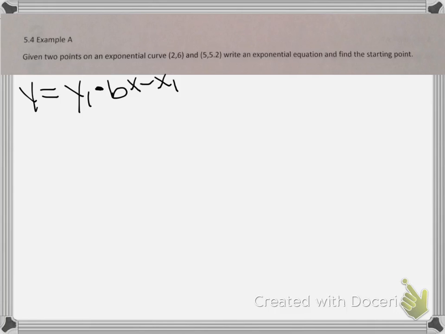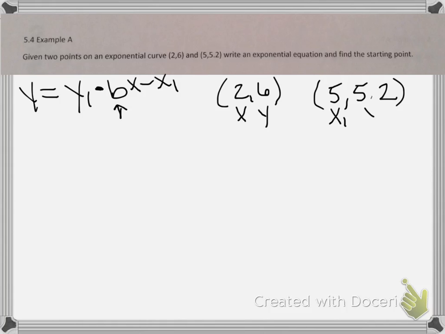And so we don't know our b, which is our ratio. That's one of the things we have to find out to write our equation. But we do have all these x's and y's because our point (2, 6) is our x and our y, and our point (5, 5.2) is our x1 and our y1. So I'm just going to plug everything in here. So I have 6 equals y1 is 5.2 times, again, b is what I don't know, what I'm looking for, and then x is a 2 minus x1, which is a 5.